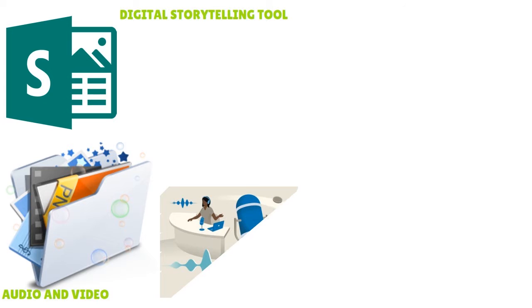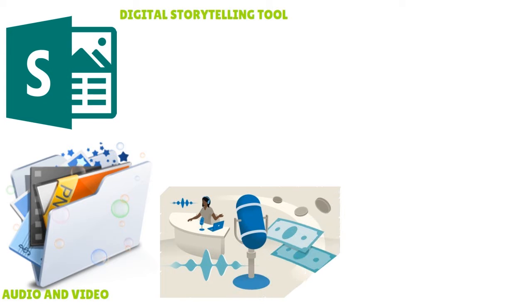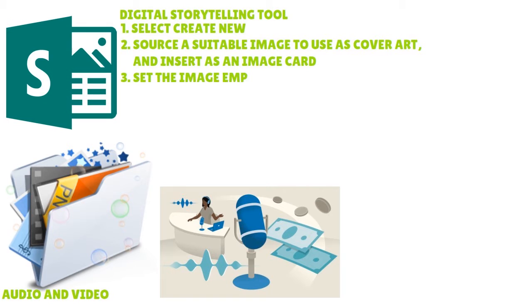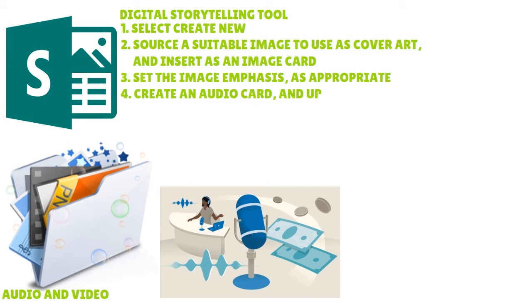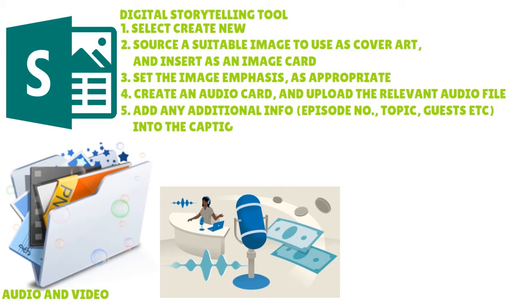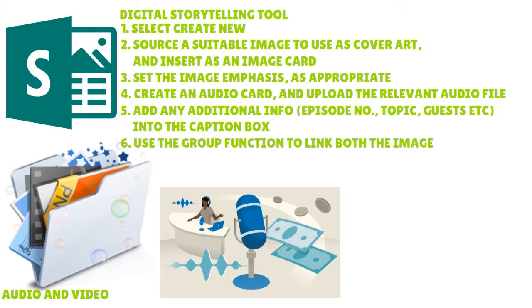And so to actually get started with your podcast in Sway, select Create New. You want to source a suitable image to use as cover art and insert it as an image card. Select the image emphasis as appropriate. You want to create an audio card and upload the relevant audio file. Add any additional info like episode number, topic, guest, etc. in the caption box, and use the group function to link both the image and audio.